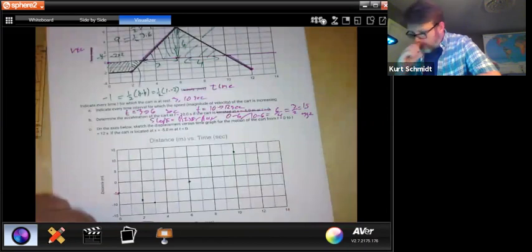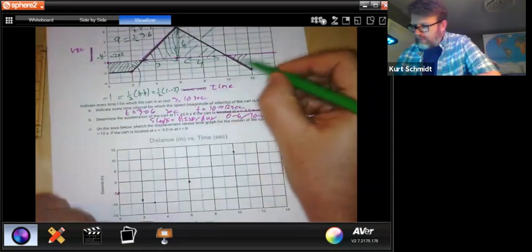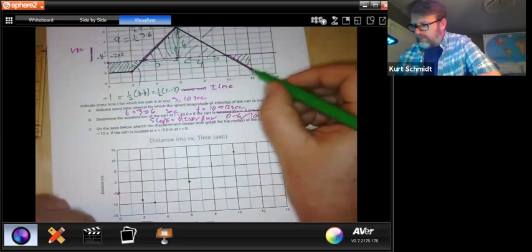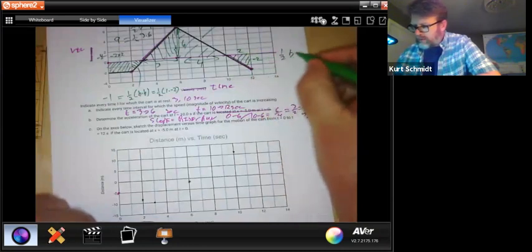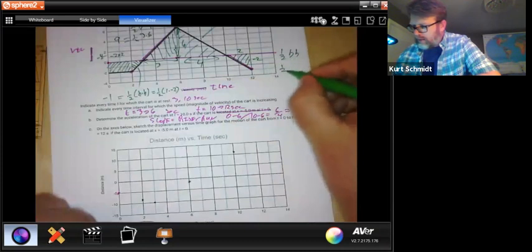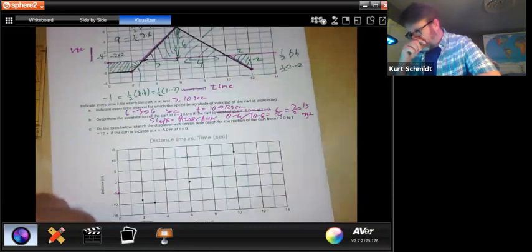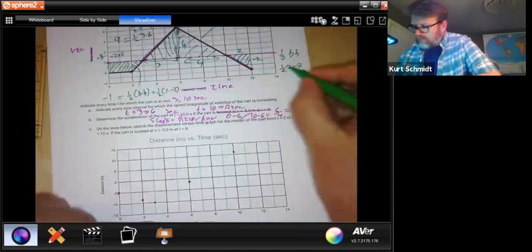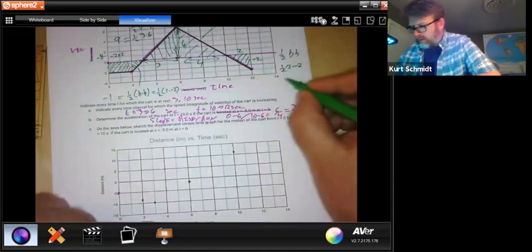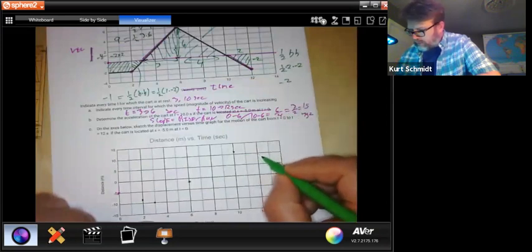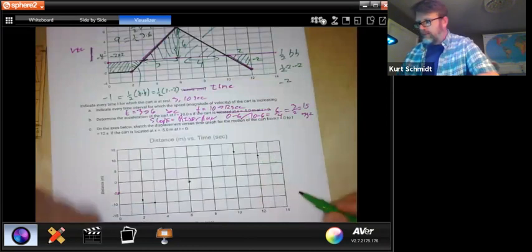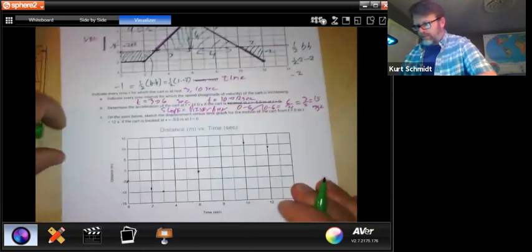Then what happens here? Now I'm going to start going back down again. This is a 2 by 2, 1/2 base times height: 1/2 of 2 times -2. So I'm going to go down 2 here. By 12 seconds, I'm going to finish up something like this. Now I have my points.